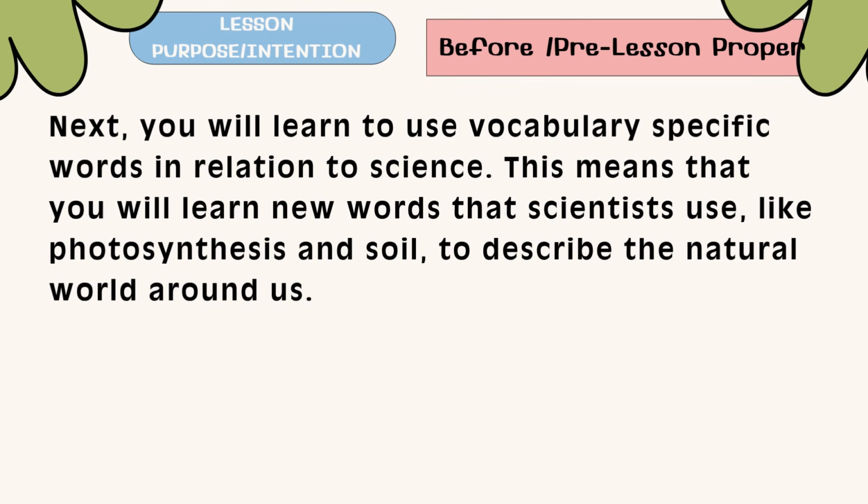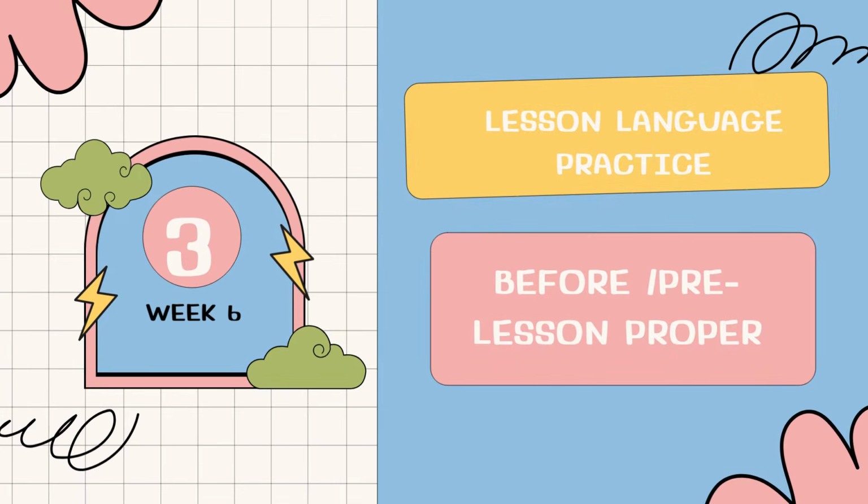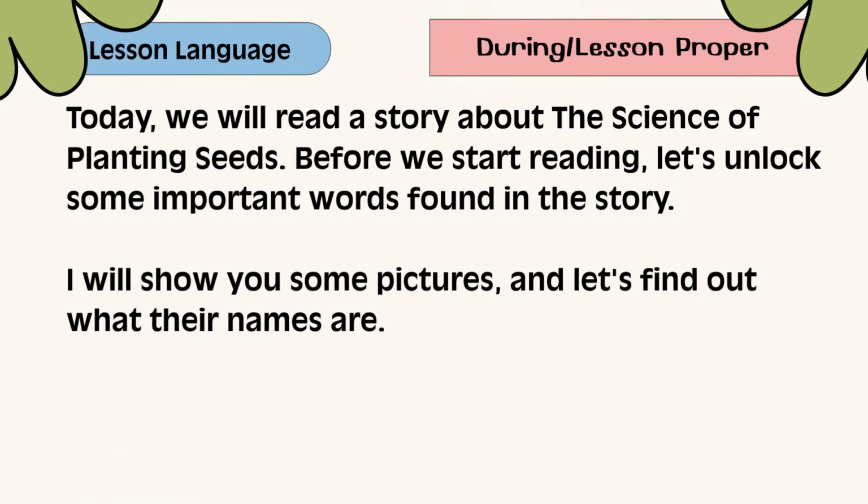Next, you will learn to use vocabulary-specific words in relation to science. This means that you will learn new words that scientists use, like photosynthesis and soil, to describe the natural world around us. Lesson language. Today, we will read a story about the science of planting seeds.